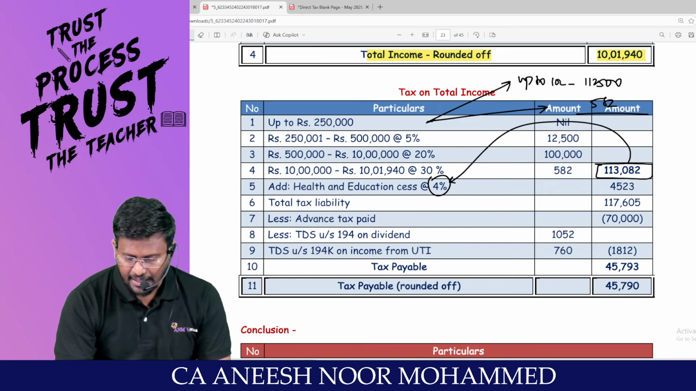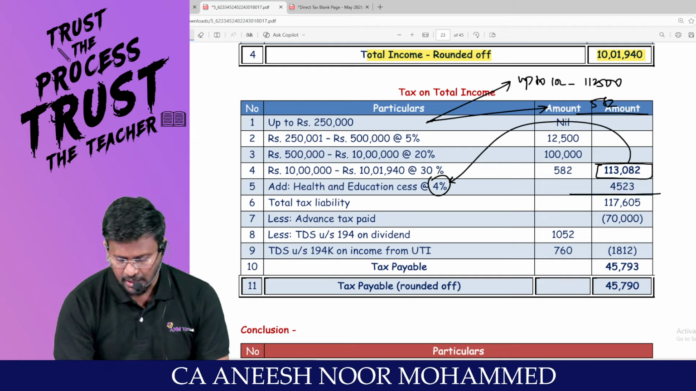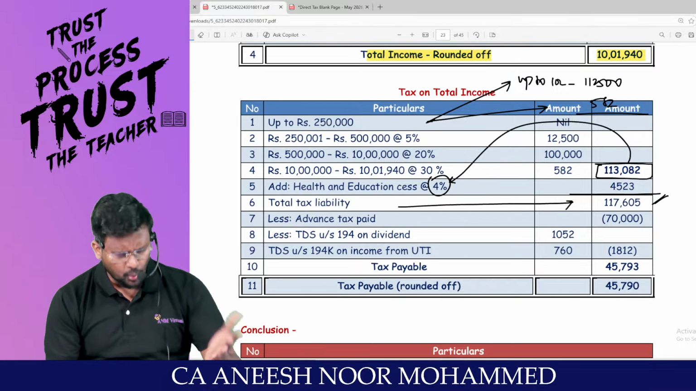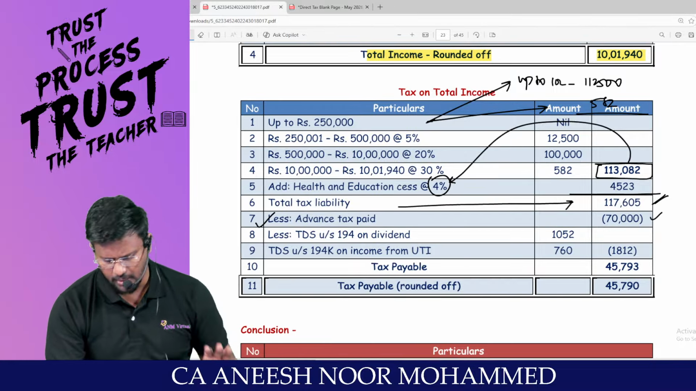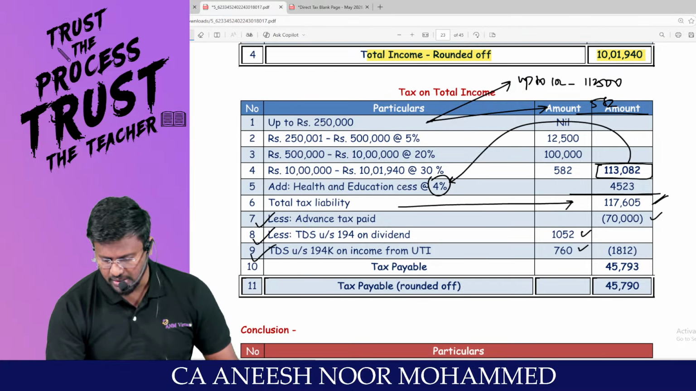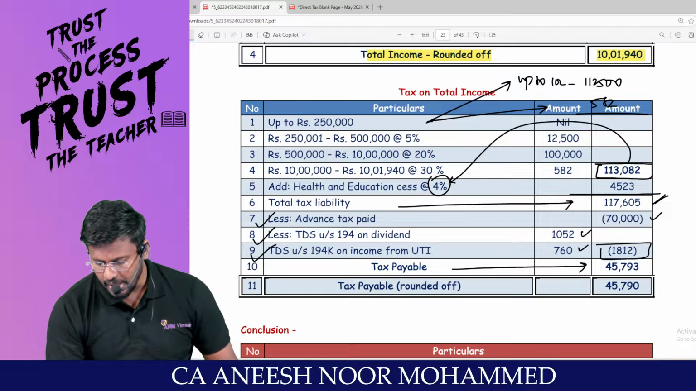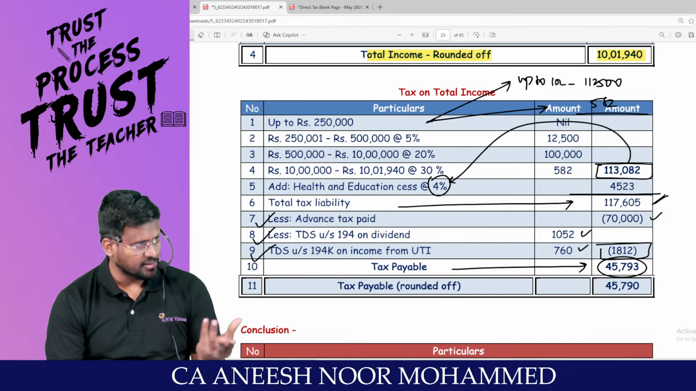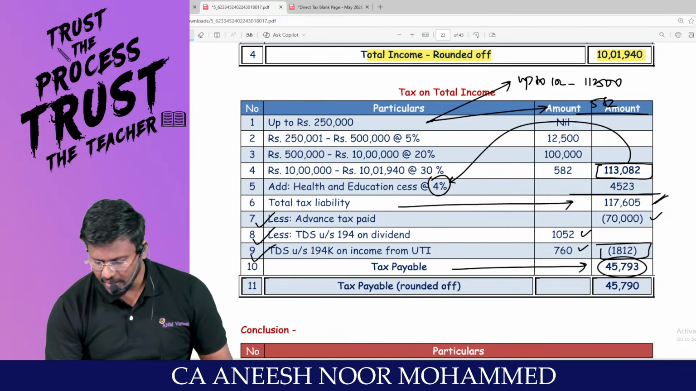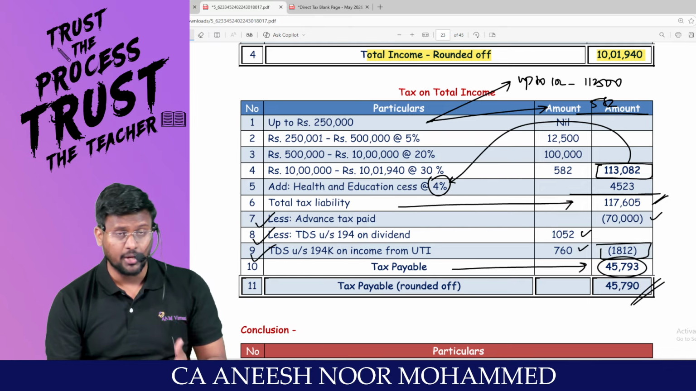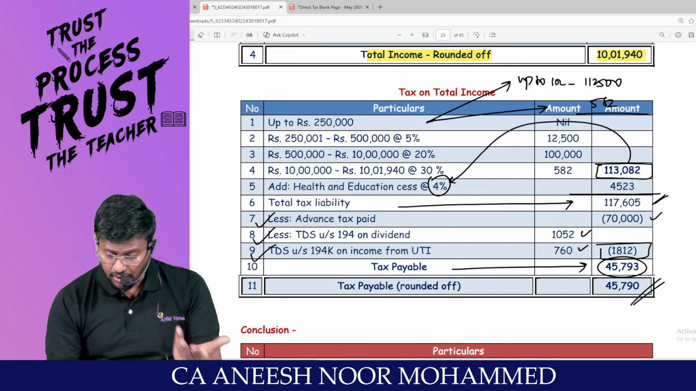On that, add health and education cess of 4%. Total tax liability will be 1,17,605. On that, you reduce advance tax, same 70,000, same 194 1,052, same 194K 760. Total this much. Tax payable will be how much? 45,793. The problem of being greedy for 10,000 rupees. Sir, there the government is ready to give you a refund. Here you are liable to pay 45,000 tax.